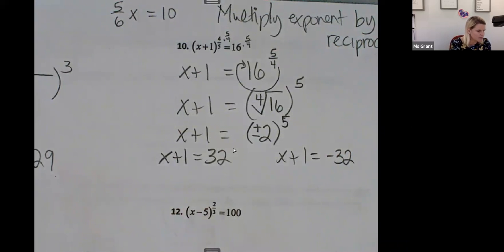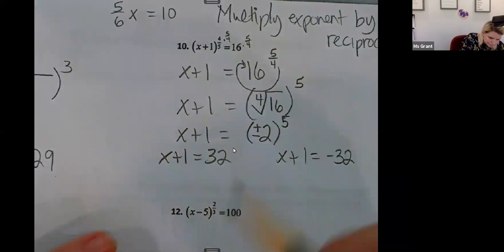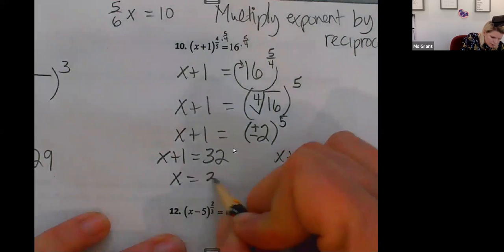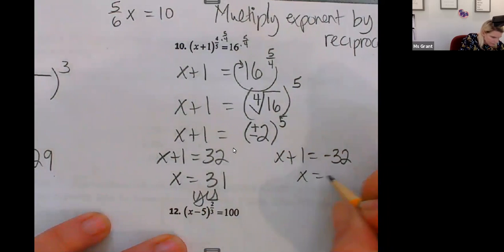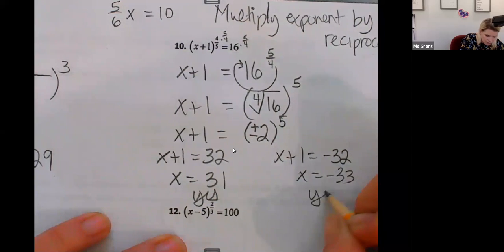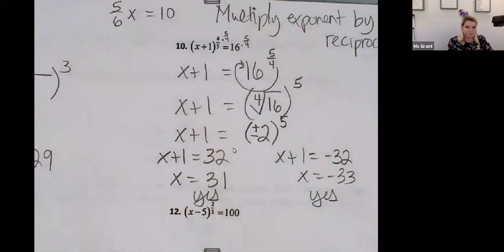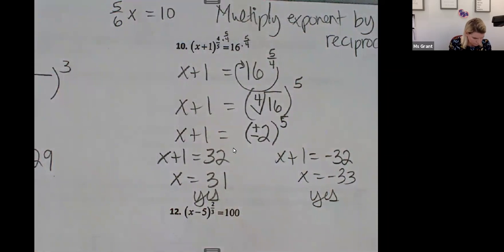And then I just solve. x equals 31. And yes, that is an answer when you plug it back in. And x equals negative 33. And yes, they both work. Okay. Questions so far?